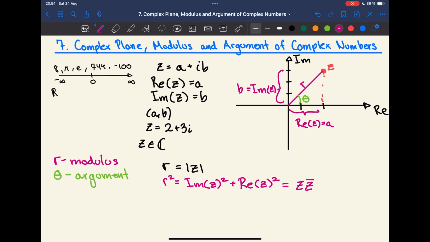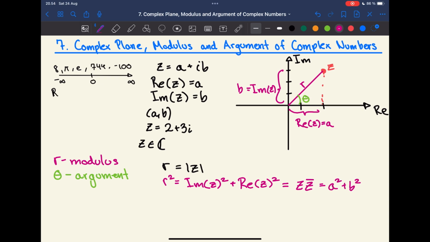So what we see is we can simply express the modulus squared as the complex conjugate times the complex number c. And this is of course equal to a squared plus b squared.